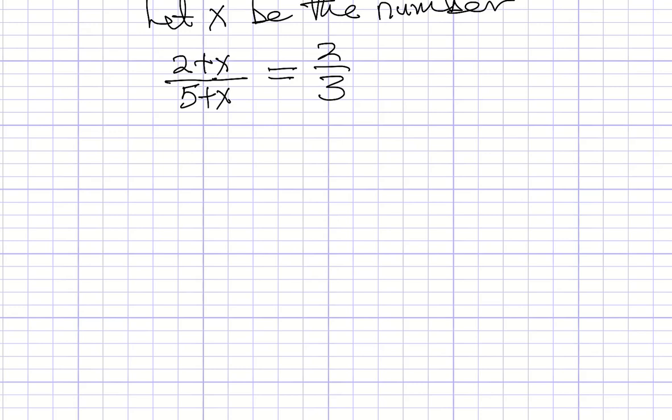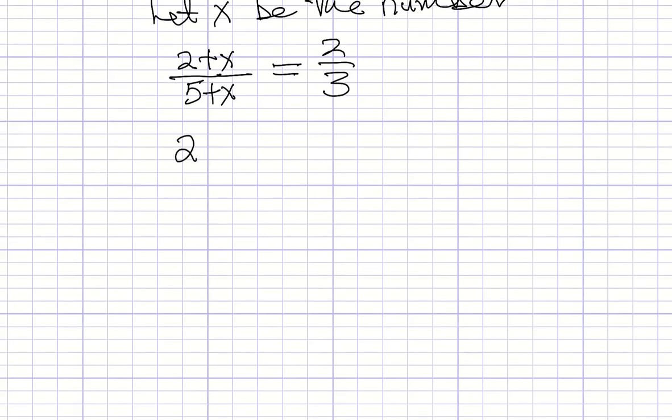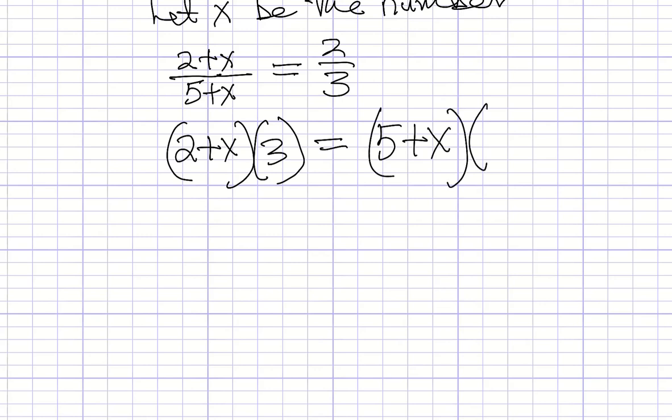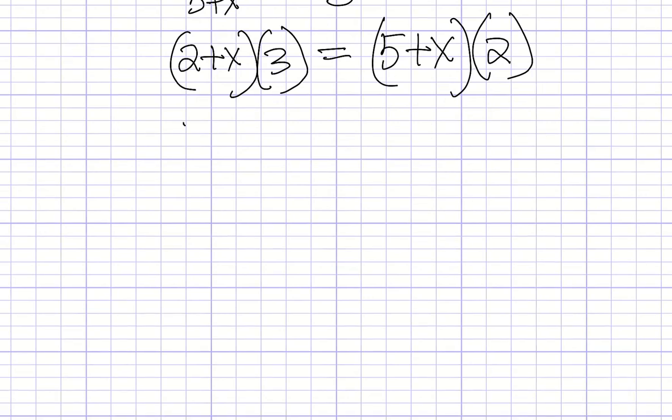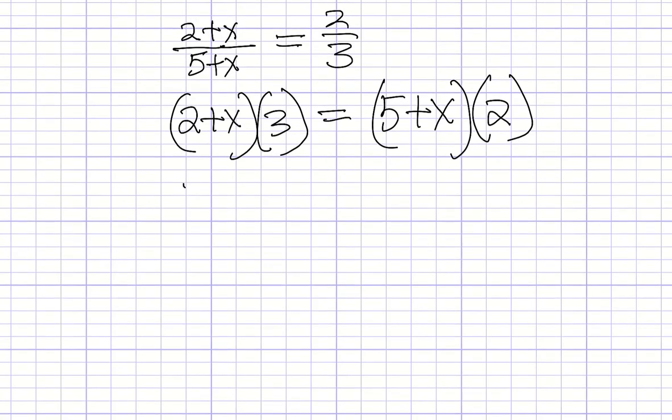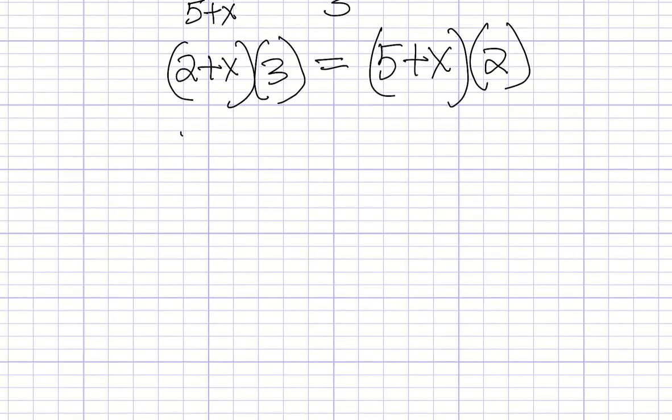You cross multiply, then you have (2 plus x) times 3, see that? Equals (5 plus x) times 2. You see it, right? And then you simplify. What do you do now? Multiply things out: 6 plus 3x is equal to 10 plus 2x. You see that, right? Alright.